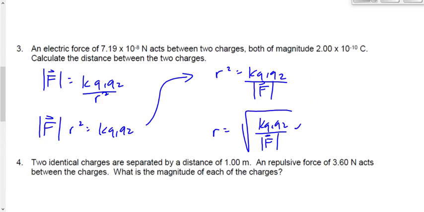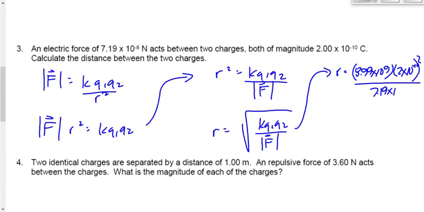So here's what I've got. R is equal to the square root of K, which is 8.99 times 10 to the 9, times Q1, which is, well, they're both the same, 2 times 10 to the negative 10. I'm just going to square those. Divided by F, which is 7.19 times 10 to the negative 8.